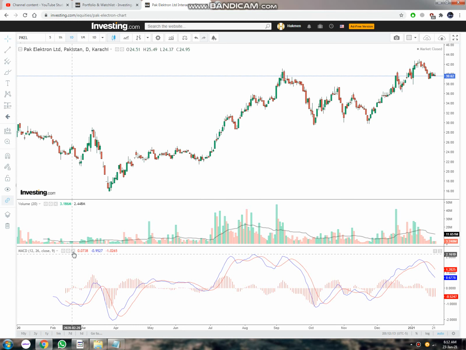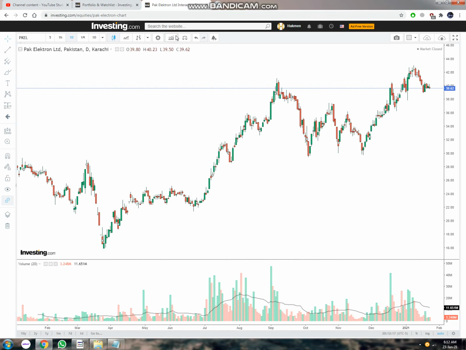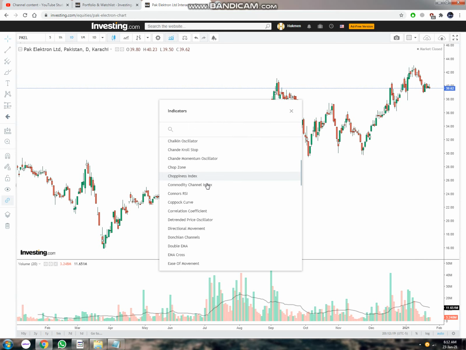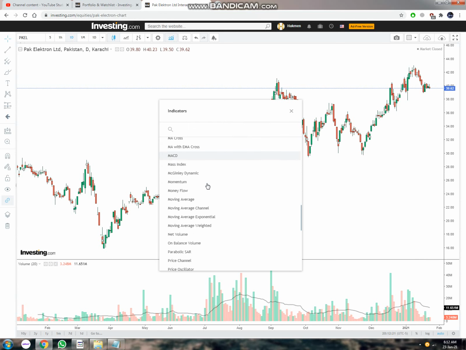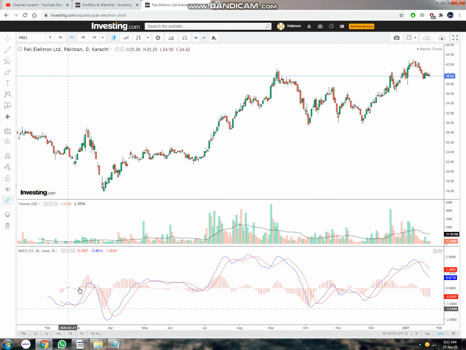Now MACD, if you want to load it on your chart, go to the indicators, scroll down, and somewhere, yes, here, this is MACD. Now it loads on the chart. There will be two lines on this chart and a histogram that shows shapes above and below.